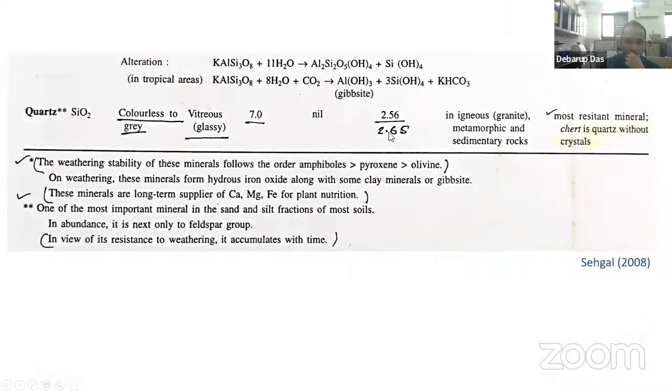The quartz specific gravity is around 2.65. If 2.65 is the option, you take 2.65. If it is not there and you find 2.56, then you take 2.56. So the color is white to gray, and the luster is vitreous, glassy. These two, the luster and color, you can remember. Quartz is the most resistant mineral.